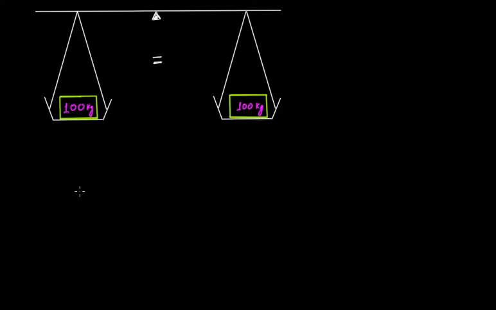Now, suppose I add 50 kg on this side, and the condition is again that you have to maintain this equality. Then you have to also add 50 kg on this side in order to maintain the equality, right? So if you add 50 kg, this will become 150 kg, and this one is also now 150 kg.